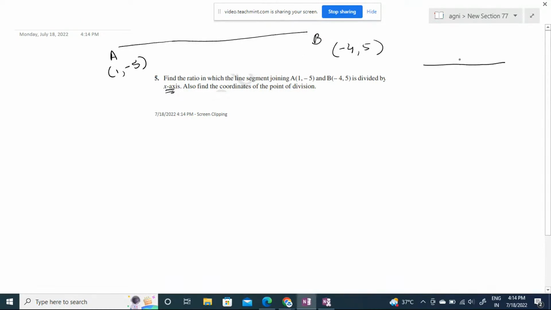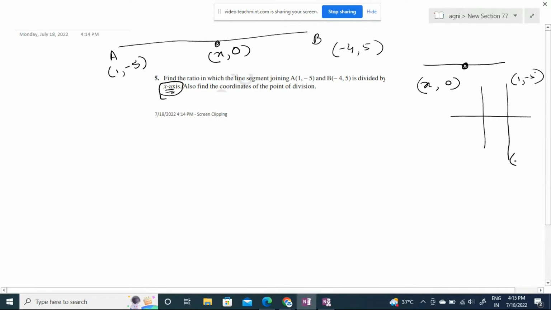So when a line is divided by the x-axis, that means the point has a value of x, but the value of y becomes 0 whenever it is written as x-axis. Remember that. Because the line goes like this in the coordinate plane. So this is the point 1 comma -5, and this is the point -4 comma 5. The point is on the x-axis, so we have the value of x, but the value of y becomes 0.